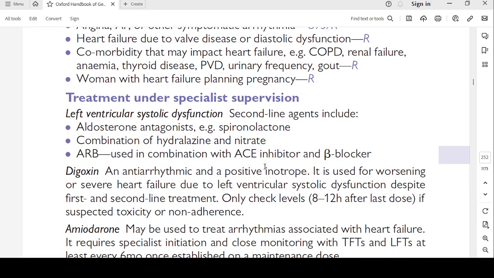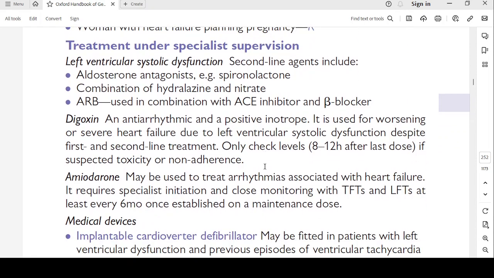So treatment under specialist supervision. Left ventricular systolic dysfunction. When there is left ventricular systolic dysfunction, first you have given ACE inhibitors, then you have given beta blockers, and if both of them are not tolerated, you give hydralazine with a nitrate combination. Second line agents include aldosterone antagonist, that is spironolactone, and combination of hydralazine with a nitrate. See, first, as a primary health physician, you give ACE inhibitors and beta blockers. When you cannot give both of them, you refer for specialist supervision.